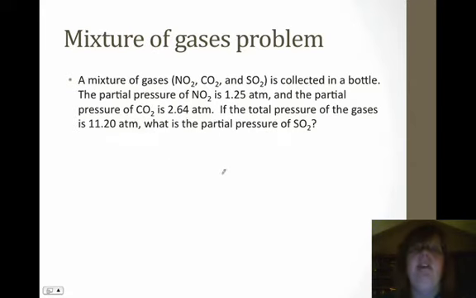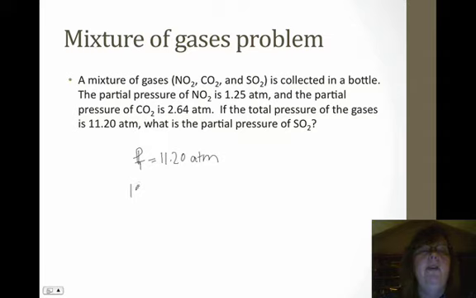So you have a mixture of gases. You have nitrogen dioxide, carbon dioxide, and sulfur dioxide. You've collected them. And the partial pressure of nitrogen dioxide is 1.25 atm. The pressure of CO2 is 2.64 atm, and the total pressure is 11.2. So the total pressure is 11.2 atm.